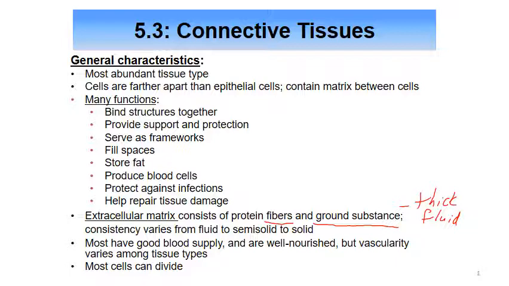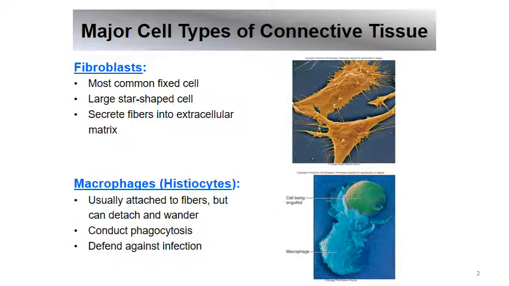And so this ground substance might be more liquid. So for example, we're going to learn about blood. Blood is a connective tissue. Or this ground substance can be much thicker, such as in bone. And so know that different connective tissues have different consistencies. They can be fluid, semi-fluid, the different types.